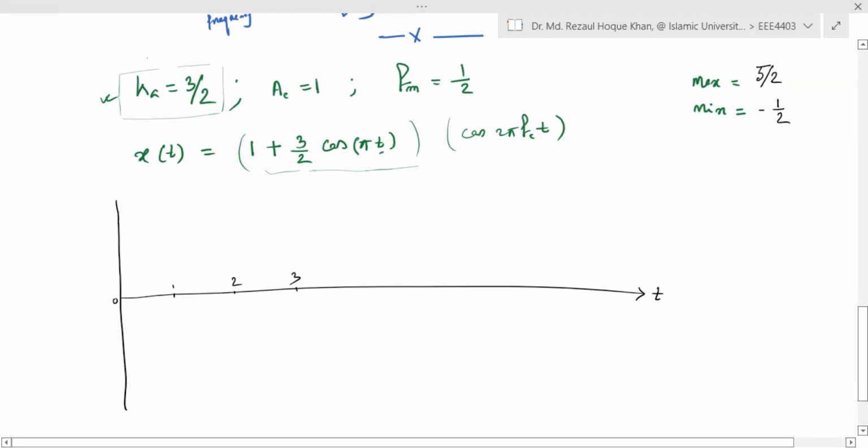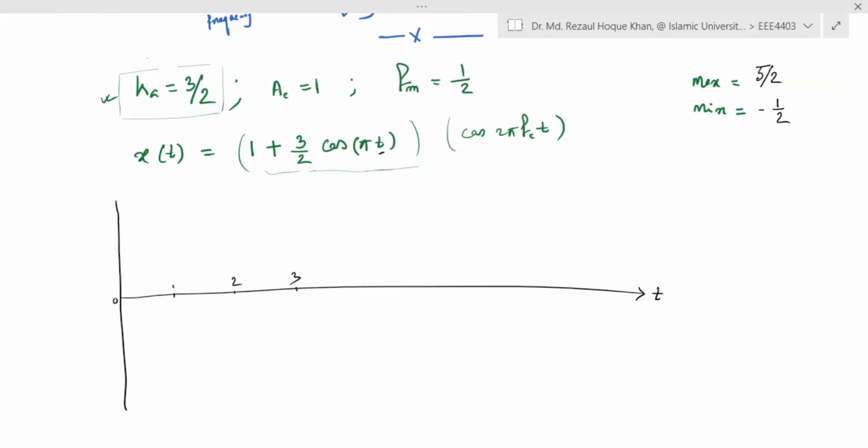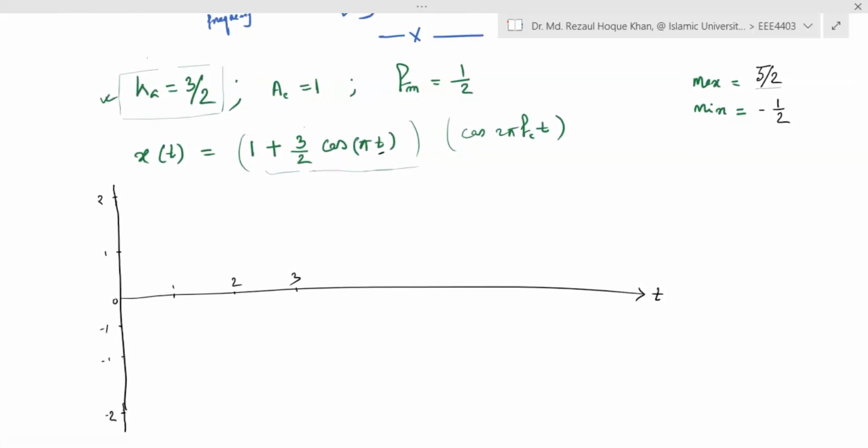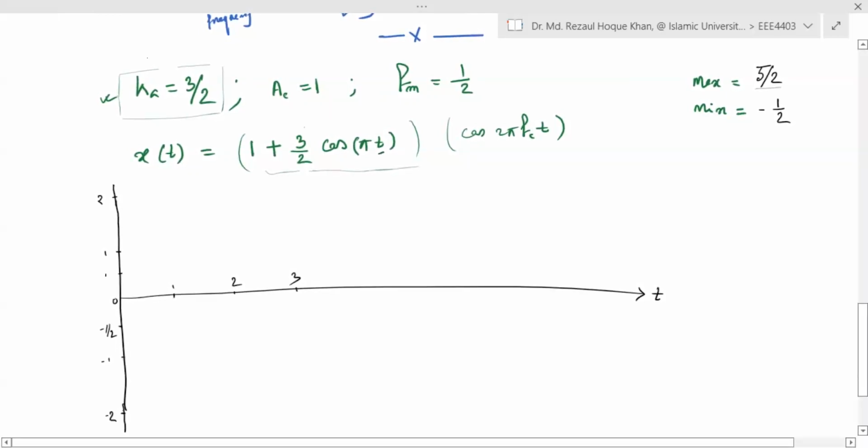So at t equal to 1, cos pi equal to minus 1, which makes 3/2 minus 3/2. So 1 minus 3/2 becomes minus half, sorry. So at t equal to 0, the maximum value is 5/2. For our case, say this is 1, this is 2. Okay, so this is 1, sorry, and this is minus 1, this is 2, minus 2. So this will be minus half. This is actually plus half.